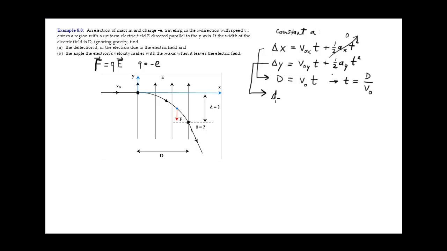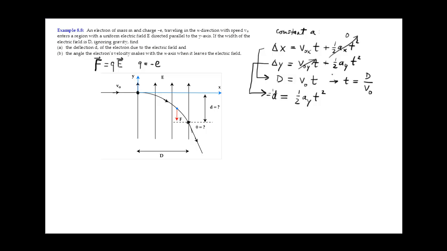And so d, actually I should call it negative d, right? Because if d is just a distance, we know that the final y coordinate is negative. The initial y coordinate is 0. The final y coordinate is negative d. So delta y is negative d. v0y, well, initially when it enters the region of the electric field, it has no y component of its velocity. So that term is 0, and we're left with simply negative d is 1/2 ay t squared.